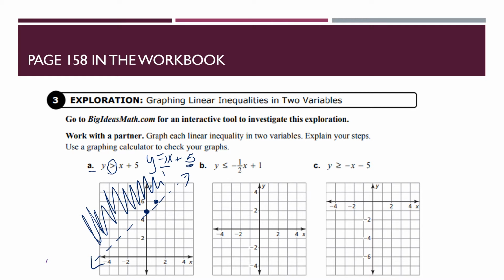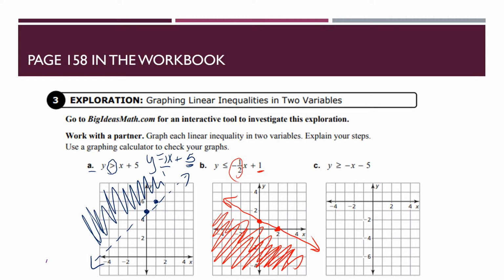The next one would look like this. I'm going to go to the b again, which is at 1. And this is a negative 1, so I'm going to go down 1 and then right 2 for the slope. So down 1, right 2. This one, though, is going to be a solid line. It's going to look like that, and then it's going to be shaded underneath. So it'll look like this. Again, we'll talk about why that is in a minute.